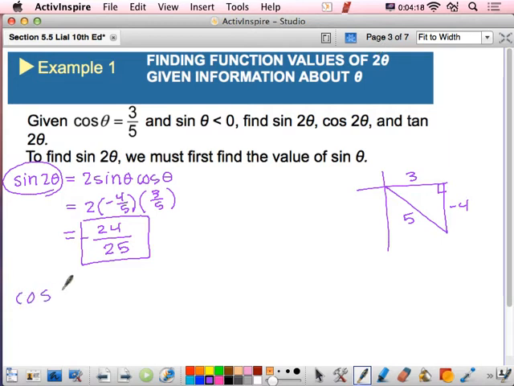Cosine of 2 theta, I actually have 3 options for. We could use cosine squared minus sine squared, or we could use 2 cosine squared minus 1, or 1 minus 2 sine squared. Choose the one that you have the most given for. Does that make sense? To use the first one, I would need the cosine and the sine of regular theta. But if I use the second one, which says cosine of 2 theta equals 2 cosine squared of theta minus 1, I only have to know the one I'm given.